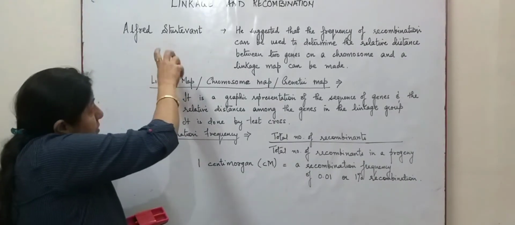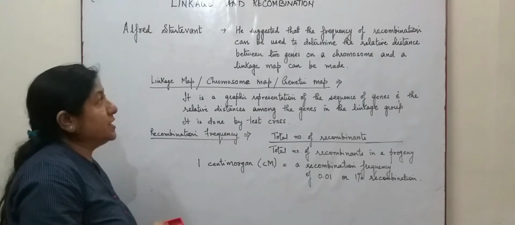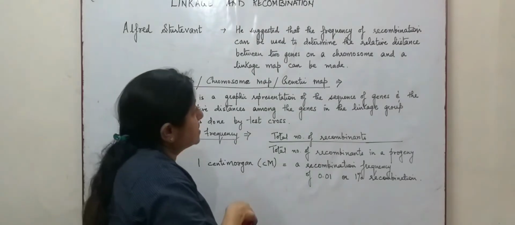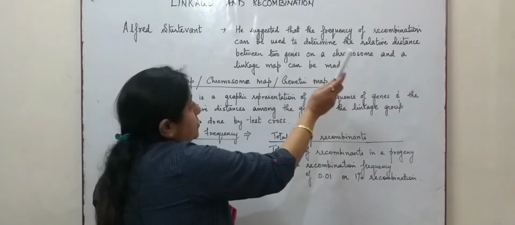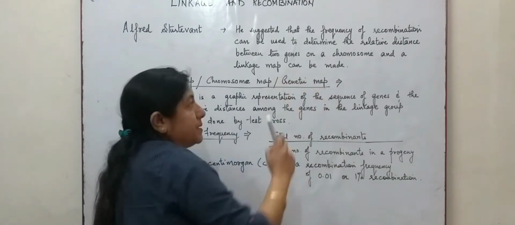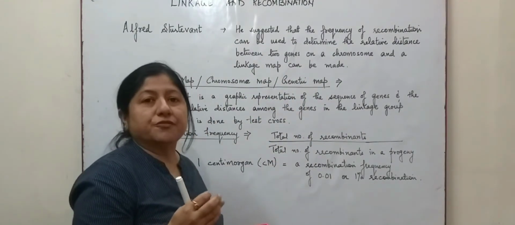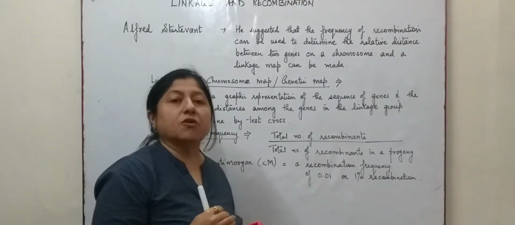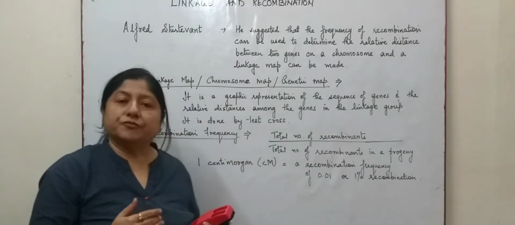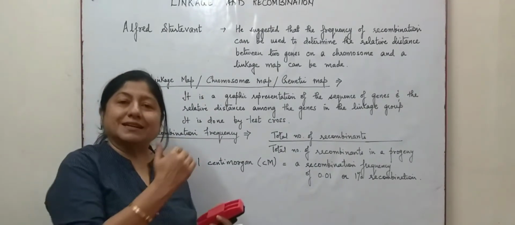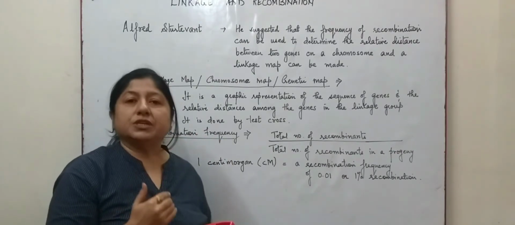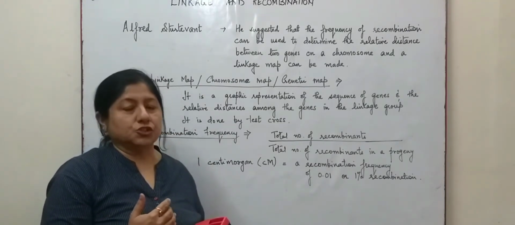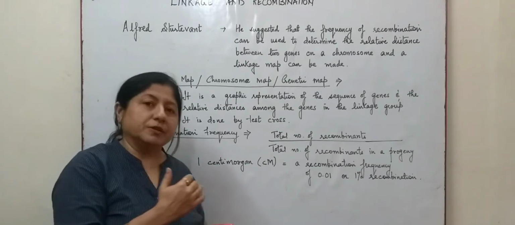So he suggested that the frequency of recombination can be used to determine the distance between two genes on a chromosome, and a linkage map can be made. Now, how can this frequency of recombination be utilized for tracing the position of the genes on a chromosome? When we talk of recombination, we have studied that the greater the distance between two genes located on a chromosome, the higher the frequency of recombination will be.